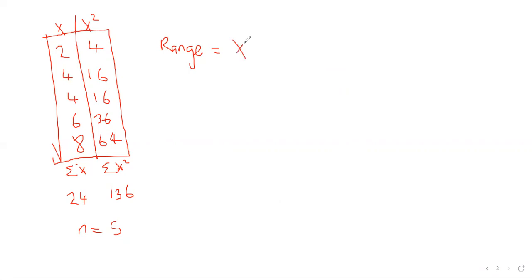It is the highest number of x minus the lowest number of x. What is our highest number of x? Eight. And what is the lowest number of x? We have 2. So our range becomes 6.